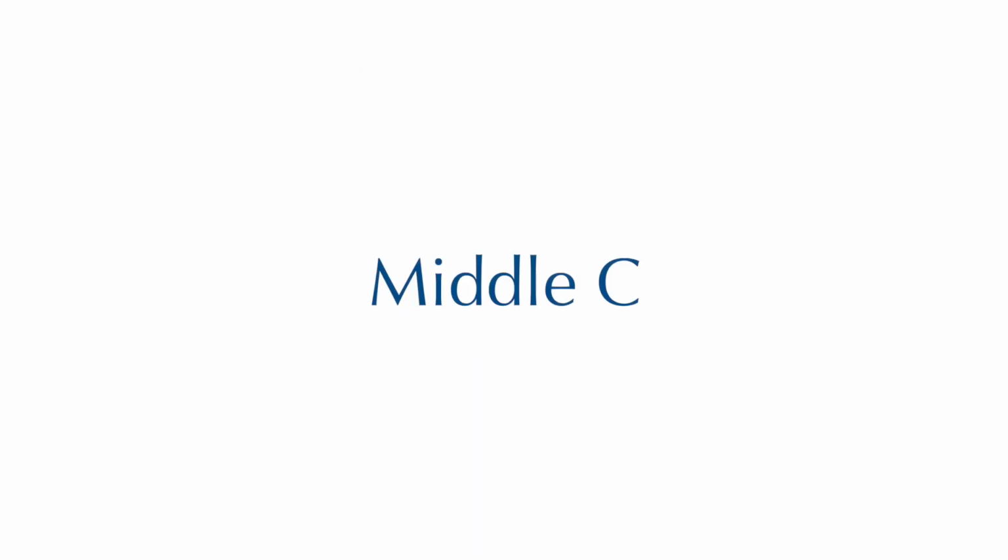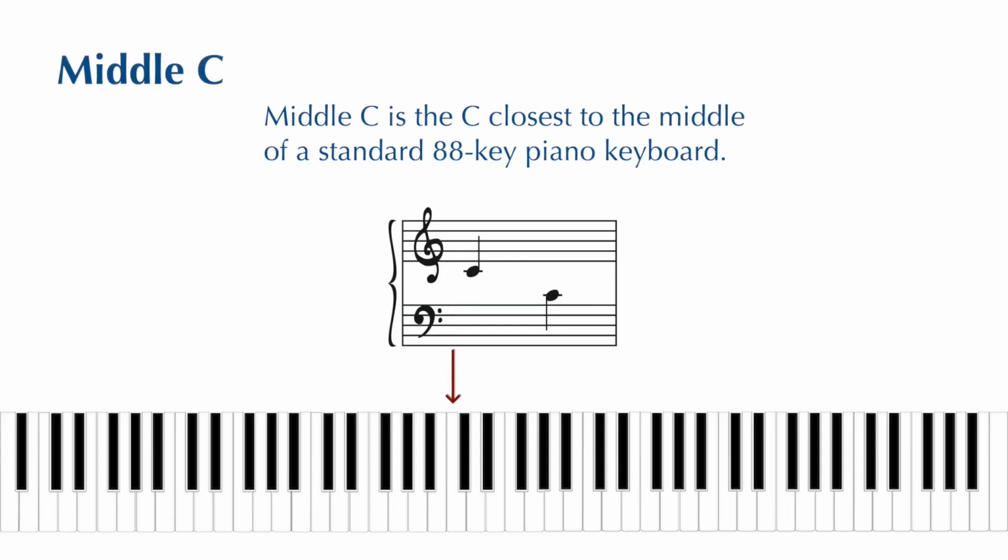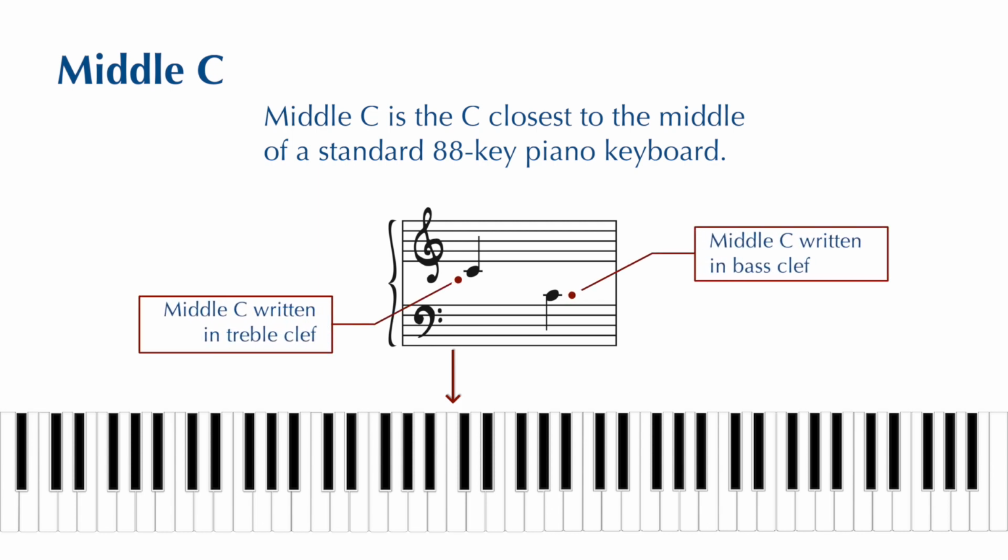Middle C is the C closest to the middle of a standard 88-key piano. It's written between the two staves of the grand staff, one ledger line below the treble clef, or one ledger line above the bass clef. Both of these notes are played as middle C.